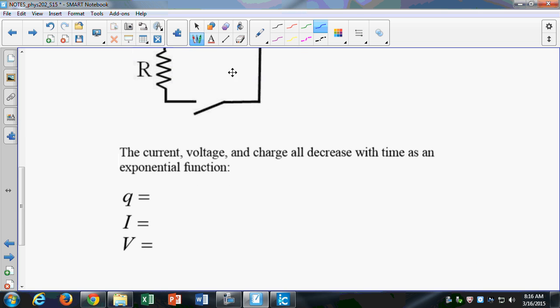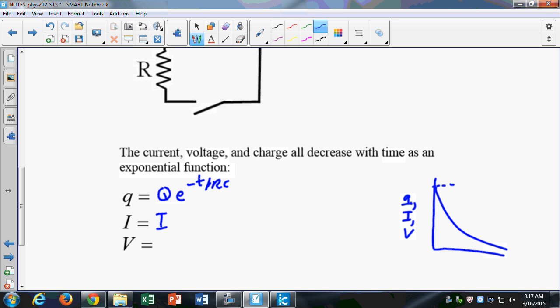So here, our current, voltage and charge all decrease with time. If I were to plot this, the charge, the current, and voltage all start with a maximum value, and then they decrease. They all follow this function. Q is Q max times e to the minus t over RC. I is I max, that's V over R, times e to the minus t over RC. And V is just the V of the battery times e to the minus t over RC.